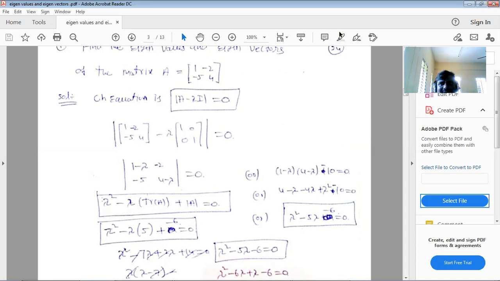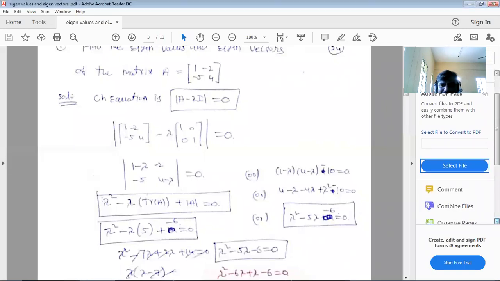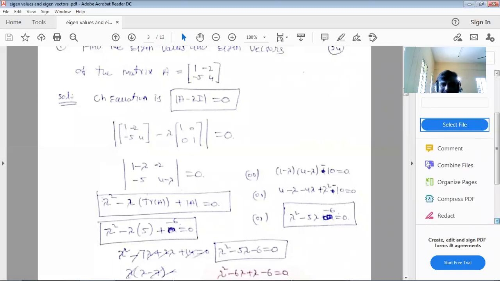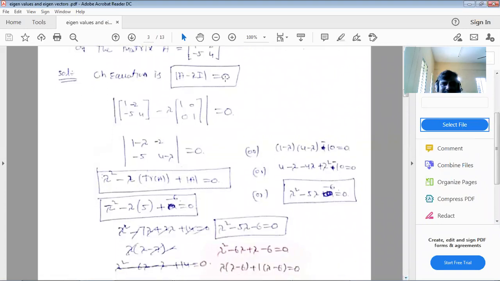Therefore, this is the characteristic equation of the A matrix. Some of the students got 6 comma 1, or minus 6 comma 1, a lot of difference. Now, this is the characteristic equation of the A matrix. What is the characteristic equation here? Lambda square minus 5 lambda minus 6 is equal to 0.